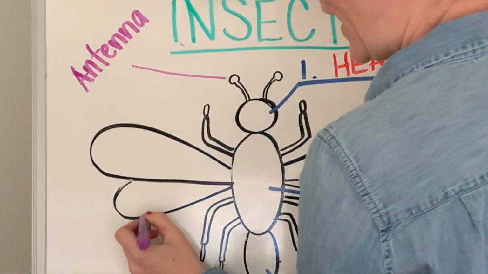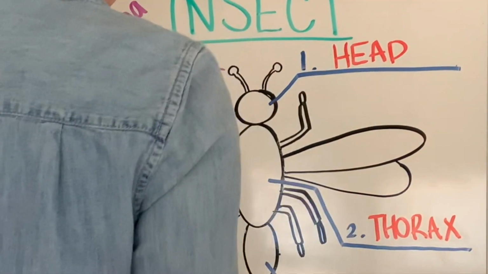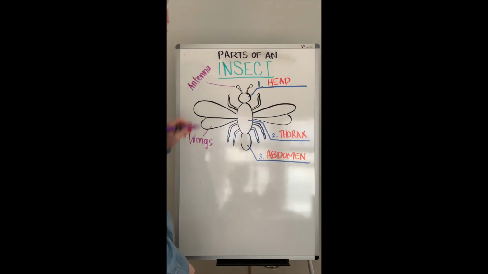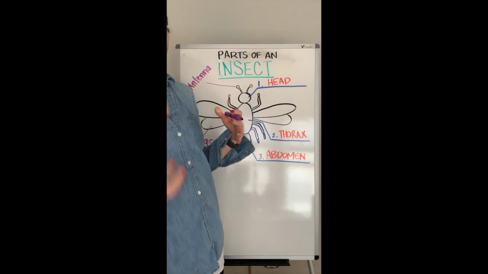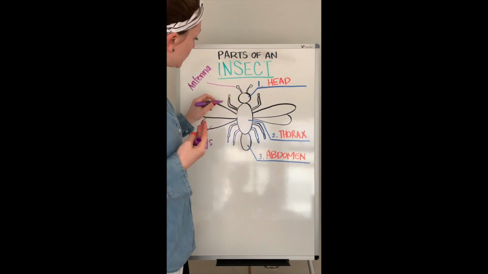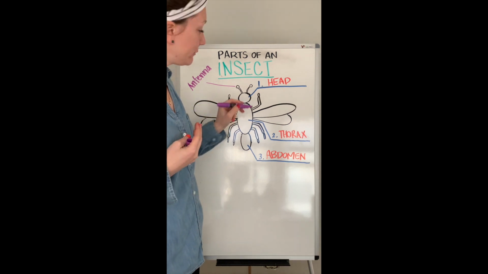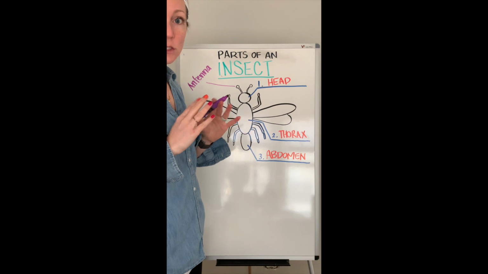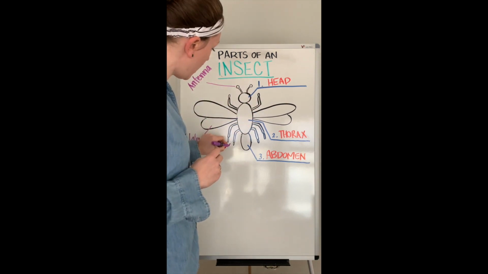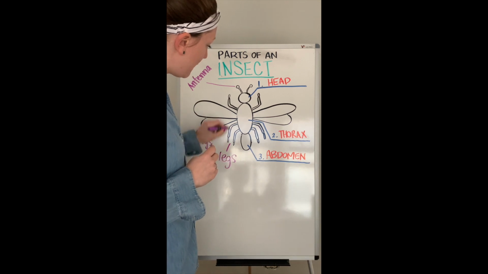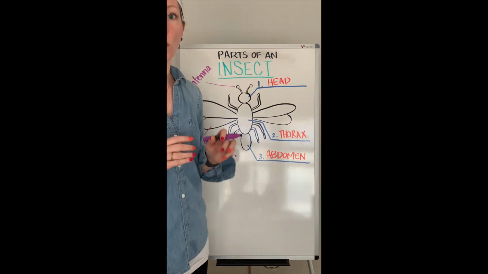You can also add wings to your insect. And then the other important feature of an insect is that there are 6 legs. So 1, 2, 3 on the left, 1, 2, 3 on the right, equaling 6 to show symmetry. So you also want to make sure that if you are including the legs, that there will be 6 total.